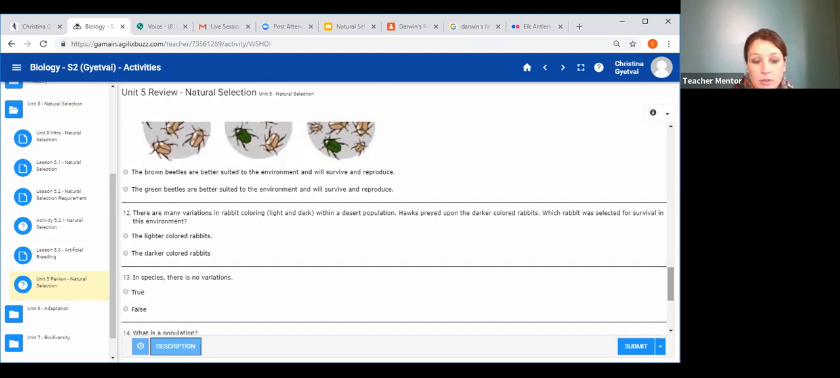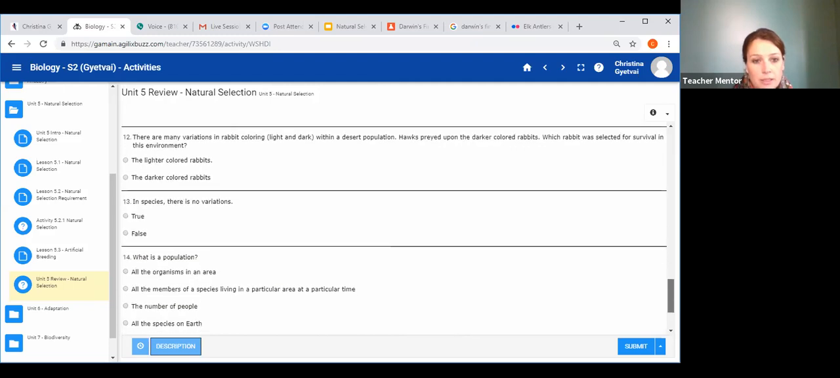All right, so number 12, we're talking about the rabbits in the deserts again. So there are many variations in the rabbit coloring, light and dark, within the desert population. This we know from the previous question. Hawks preyed upon the darker colored rabbits. Which rabbit was selected for survival in this environment? The lighter colored rabbits or the darker colored rabbits? Which rabbit will survive?